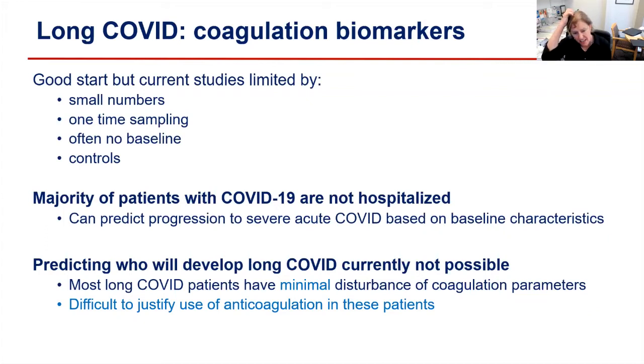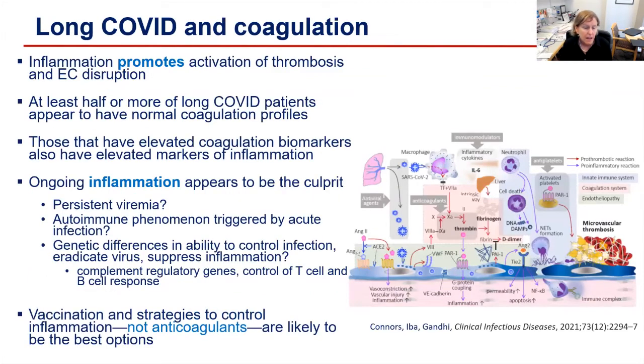Most long COVID patients have minimal disturbance of coagulation parameters, maybe 20% of them will, and so it's difficult to justify use of anticoagulation in these patients. From my perspective, it's inflammation that's promoting activation of thrombosis and endothelial cell disruption in these long COVID patients. At least half or more of them, as I just discussed, appear to have normal coagulation profiles. And those that do have elevated coagulation biomarkers also have elevated markers of inflammation. And so I think it's ongoing inflammation that's the culprit and not per se thrombosis.